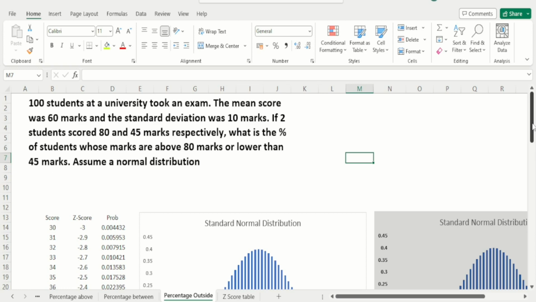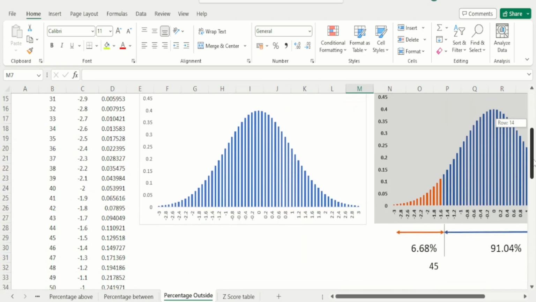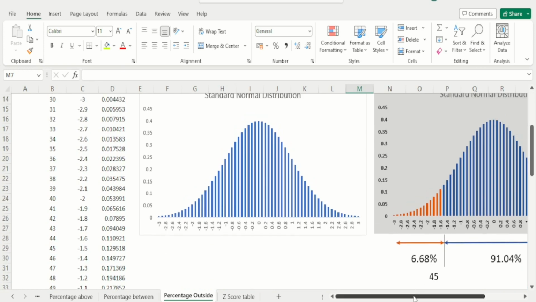So you have 100 students at a university, the mean score was 60 marks and the standard deviation was 10 marks. If there are two students who score 80 and 45 marks respectively, what is the percentage of students whose marks are above 80 or lower than 45? Above 80 or lower than 45.